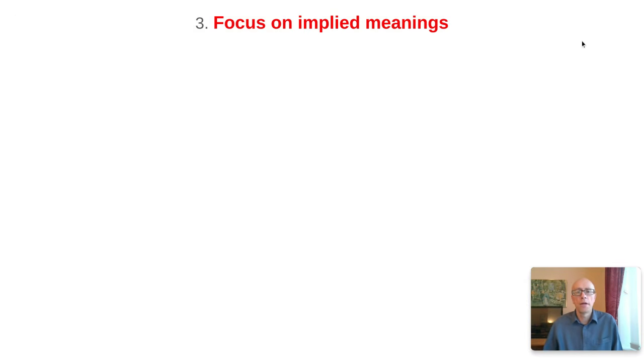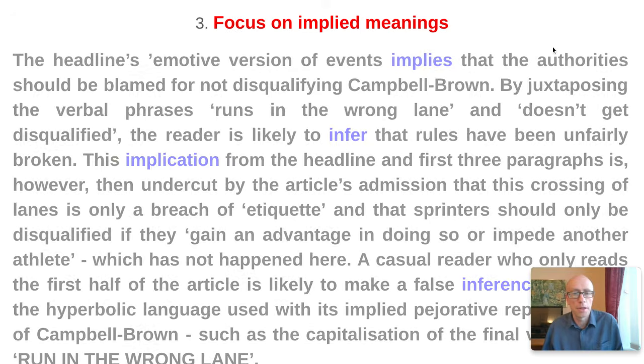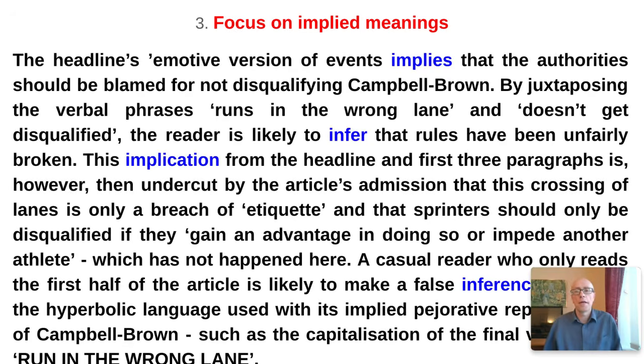Right, here's another tip. Focus on implied meanings. Of all the levels, pragmatics is possibly the most interesting level to be applying. And this is what I mean by implied meanings. So the headline's emotive version of events implies that the authorities should be blamed for not disqualifying Campbell Brown. By juxtaposing the verbal phrases "runs in the wrong lane" and "doesn't get disqualified", the reader is likely to infer that rules have been unfairly broken.